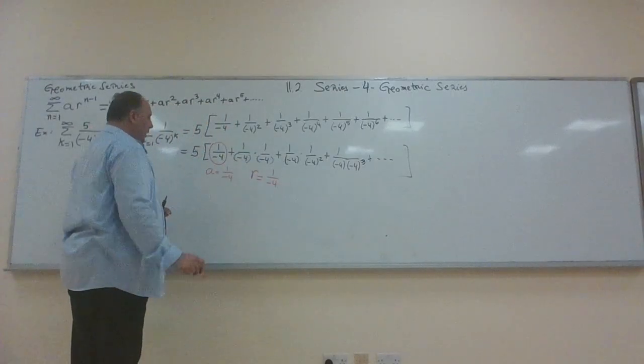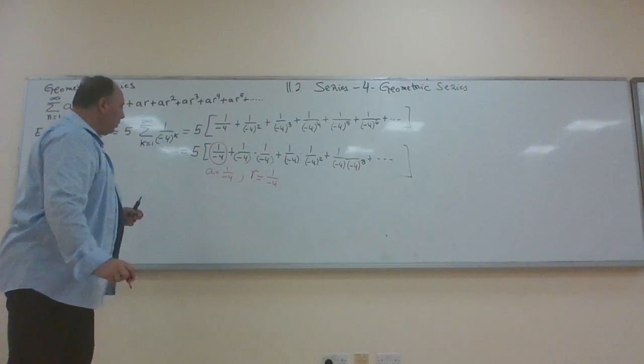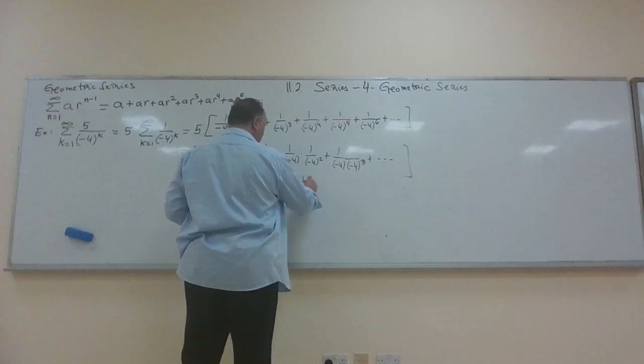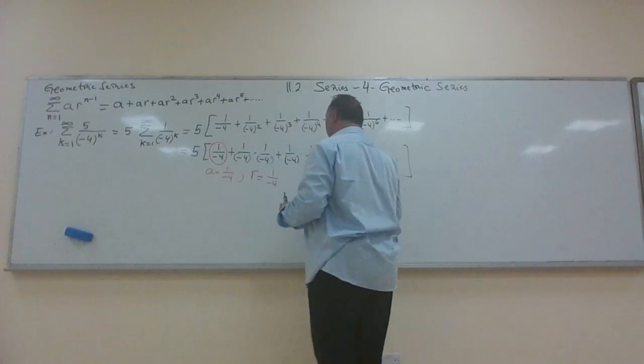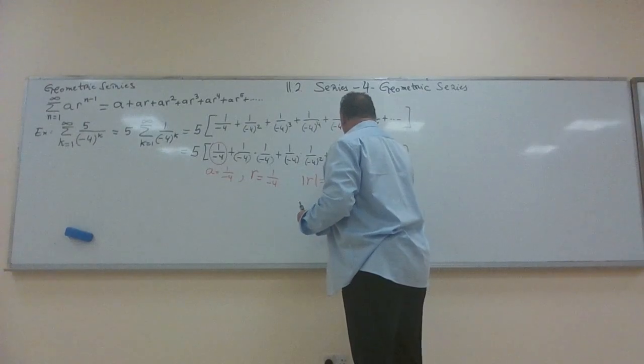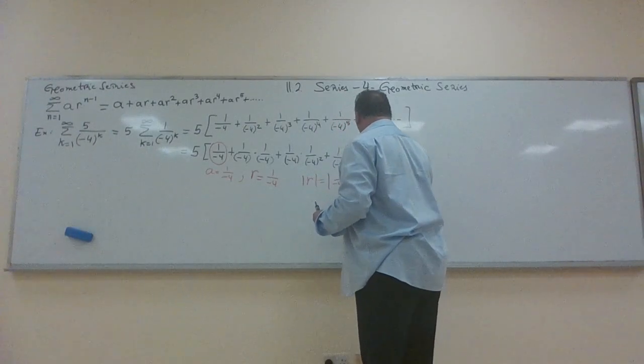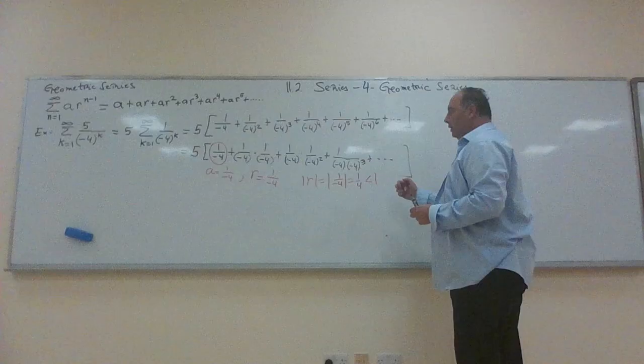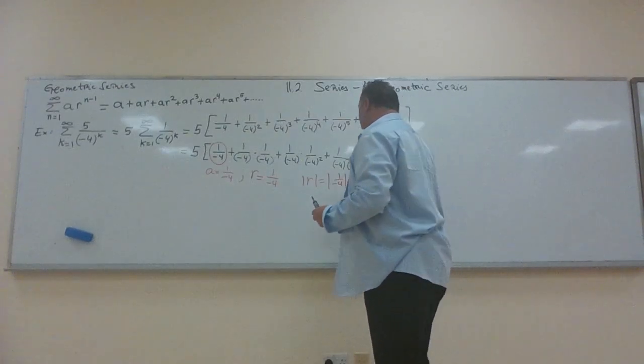Now, we remember that we need to check the value of r in absolute value. This is equal to 1 over 4, which is smaller than 1. This means that our geometric series is convergent.